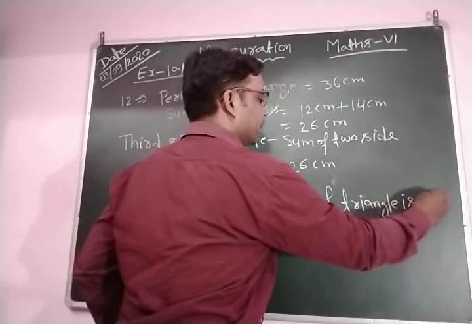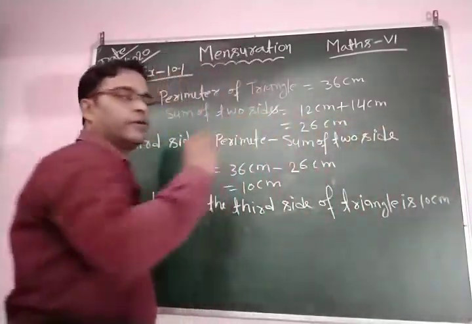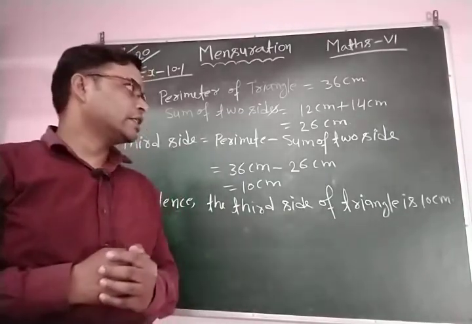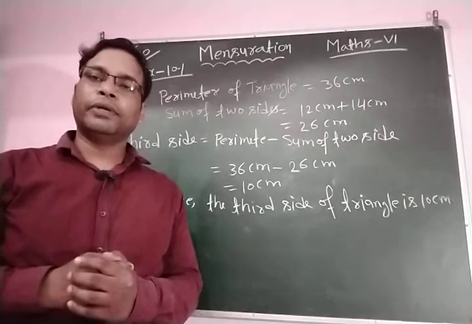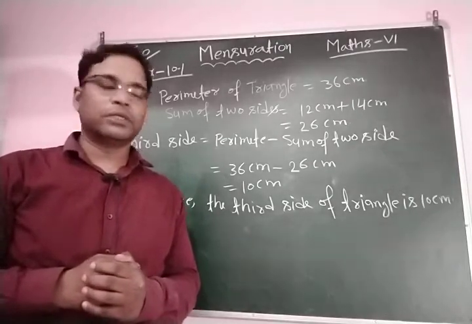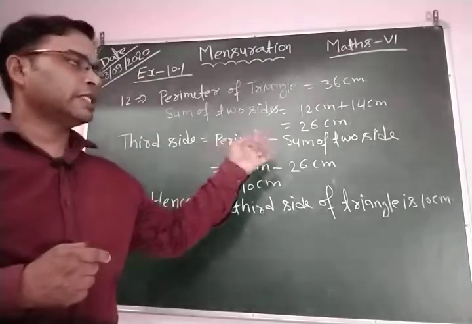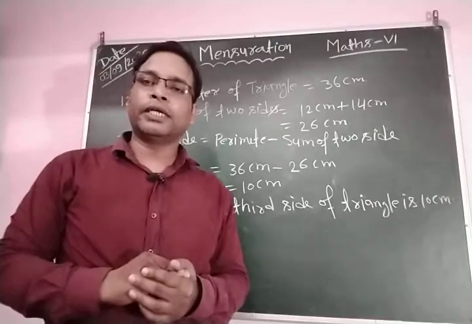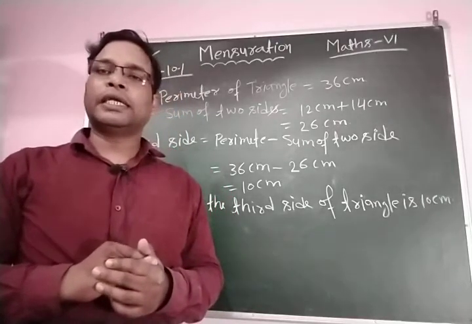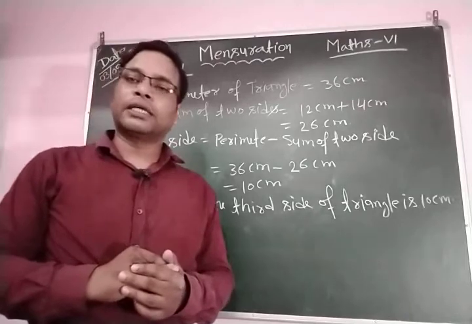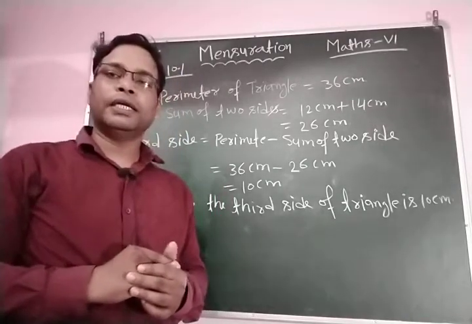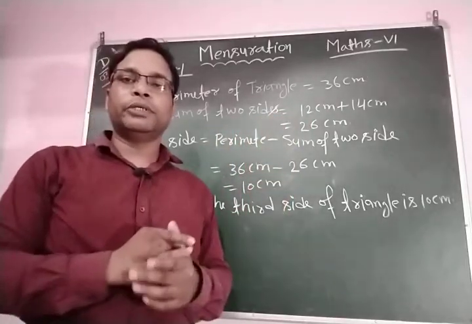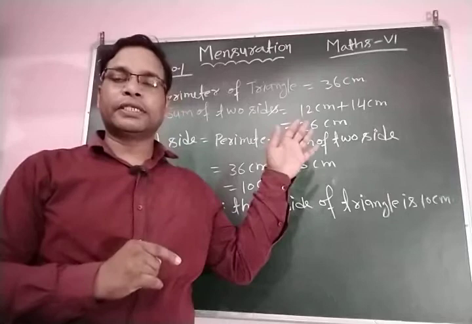Okay, so students, I hope you all understood how to find the third side of a triangle if two sides are given and the perimeter is also given. We use this formula: perimeter minus the sum of two sides. In this question, the perimeter of the triangle is given as 36 centimeters and two sides are given as 12 centimeters and 14 centimeters, and we need to find the third side of this triangle. For this, first we find the sum of two sides of the triangle: 12 centimeters plus 14 centimeters, which is equal to 26 centimeters.